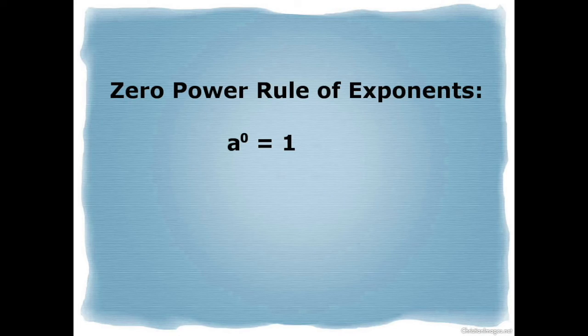Today we're going to be studying zero and negative exponents. So let's look at the rules for zero exponents. The zero power rule of exponents states a to the zero equals 1. That is to say, any number or any variable to the zero power equals 1.